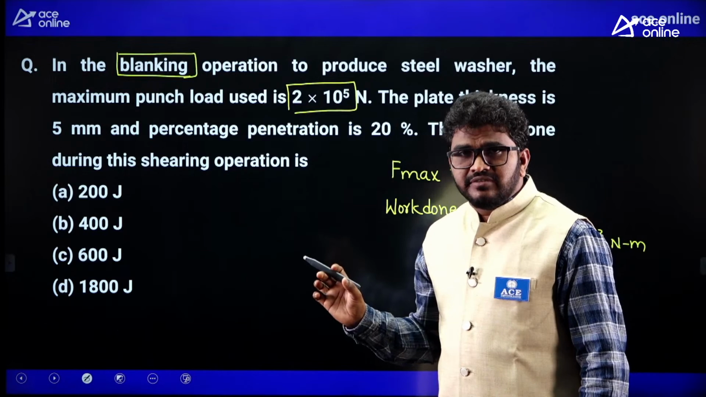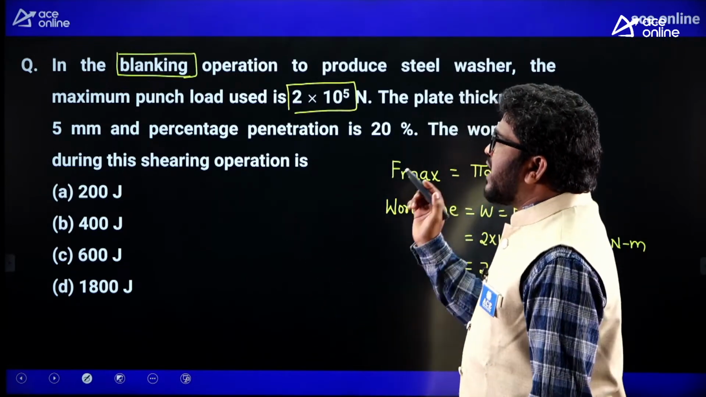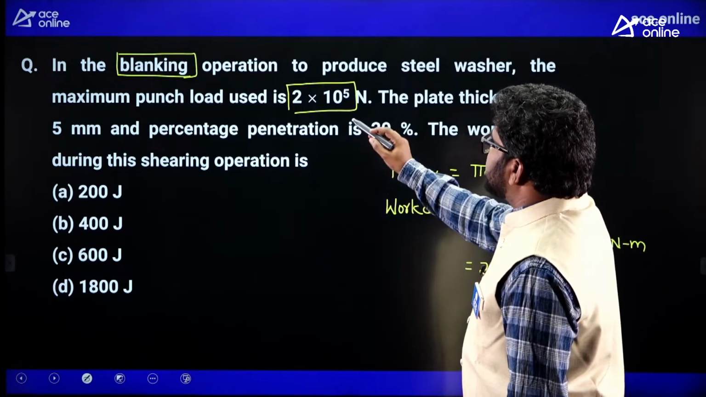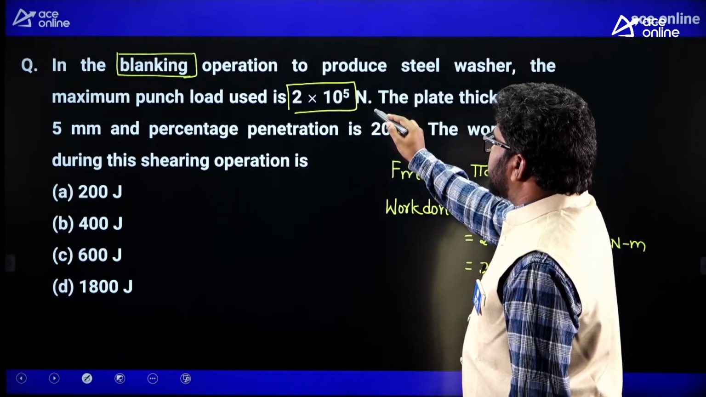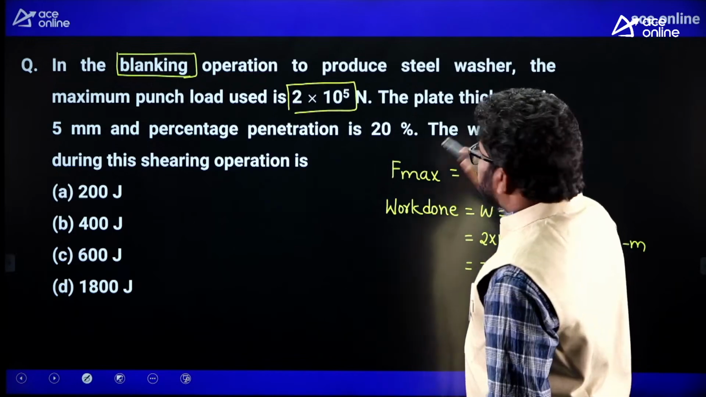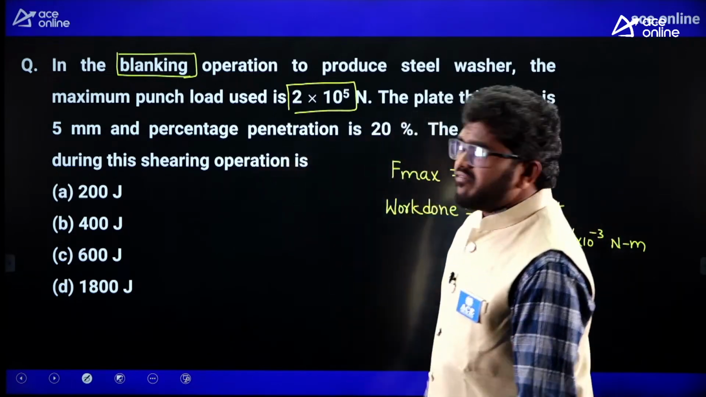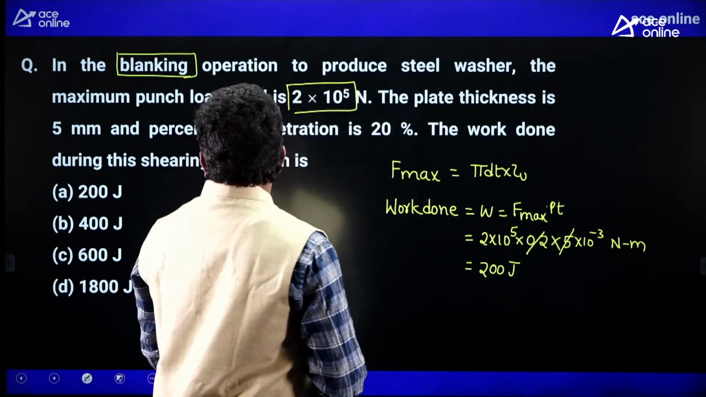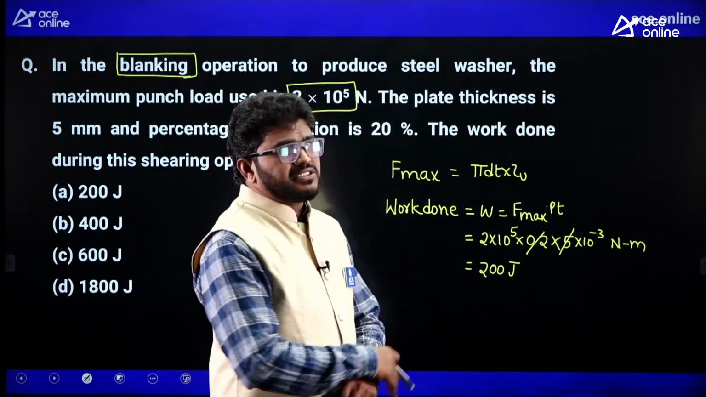See, in this question, what they asked: a blanking operation is given, and the maximum punch load is given as 2 into 10 power 5 Newton. The plate thickness is 5 mm. The percentage of penetration is 20%. The work done during this operation.